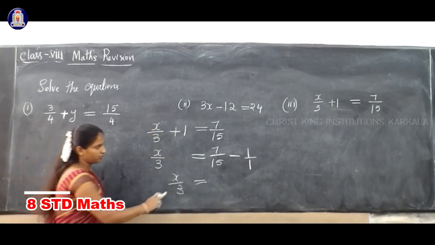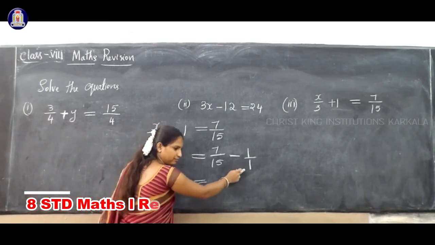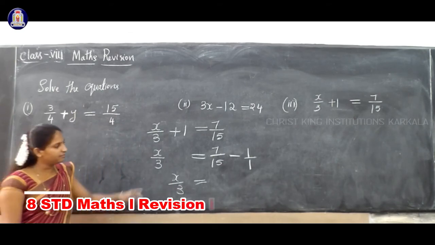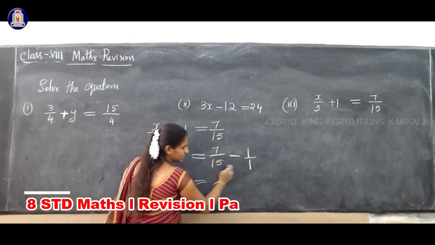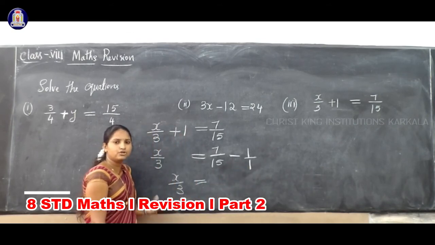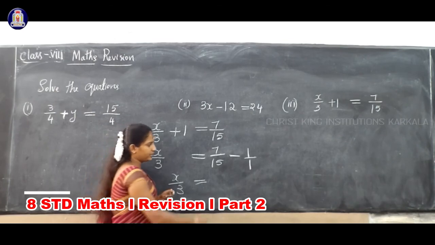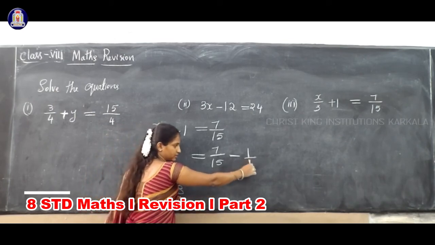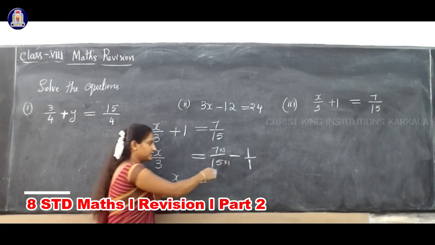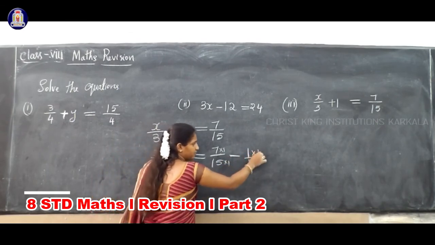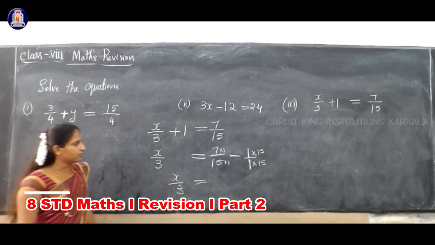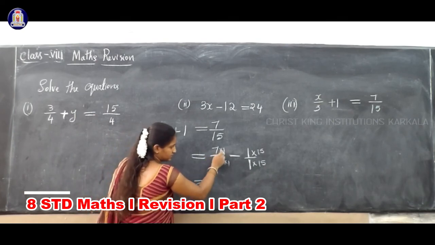The first step, see the denominator. If the denominator is the same, then you can simplify. You can add or subtract the numerator. But in this question, the denominators are not the same. So you have to make the same denominator. That means you have to take the LCM. Or else what can we do? Just multiply this denominator to both numerator and denominator, and this denominator, that is 15, multiply into both numerator and denominator. Clear? So after multiplying we get 7 ones are 7.